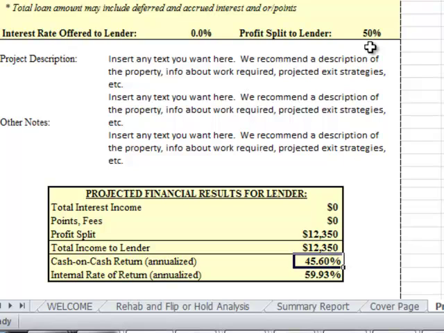But look at the potential upside. With investing, the higher the risk, the higher the return. So your private lender now is taking a bigger risk by becoming your equity partner, but the potential return on their money is much higher, 45%.